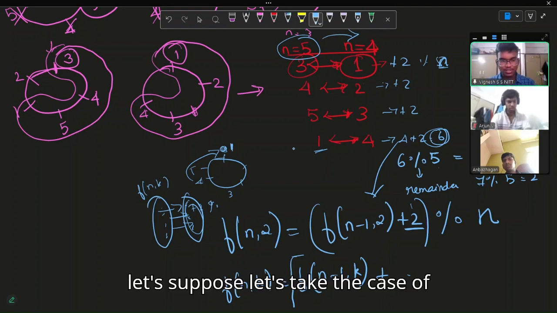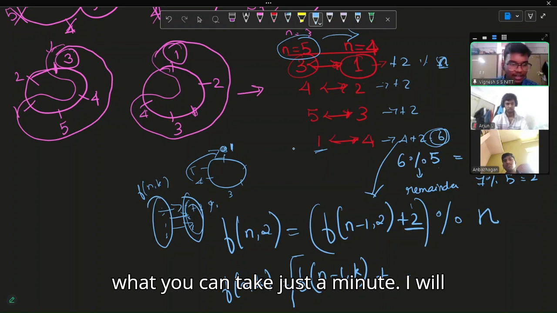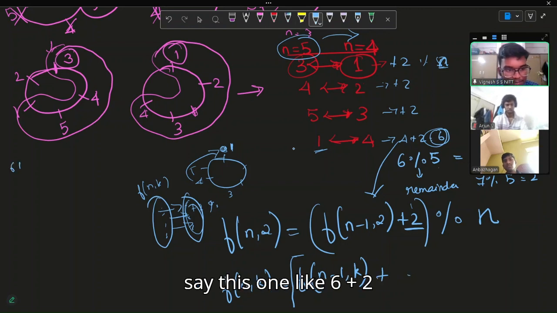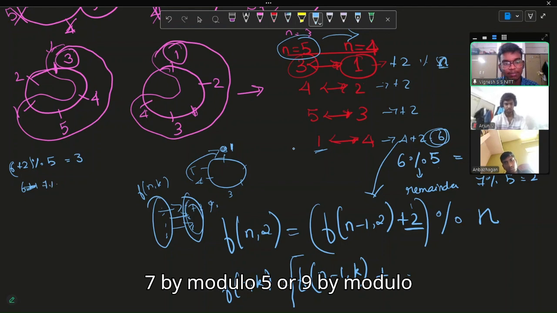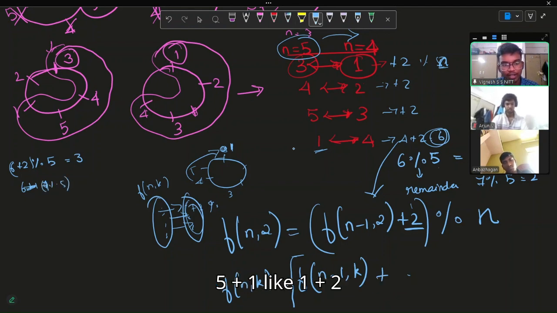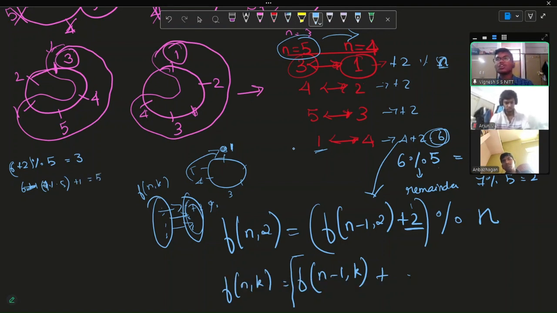Let's take the case of 6 plus 2 modulo 5, which will give you 8 modulo 5, which is 3. And 6 plus 1, I mean 7 modulo 5, or 9 modulo 5 plus 1, or plus 2. That will give your answer as 4 plus 1, 5.